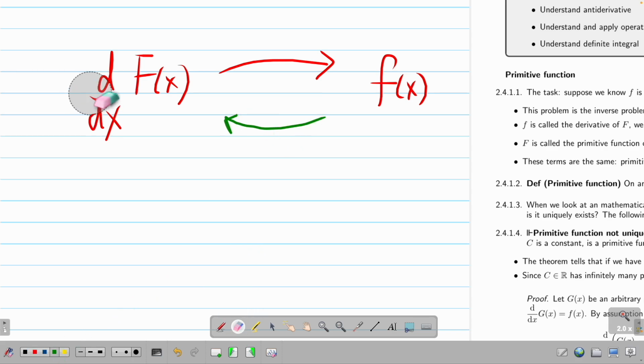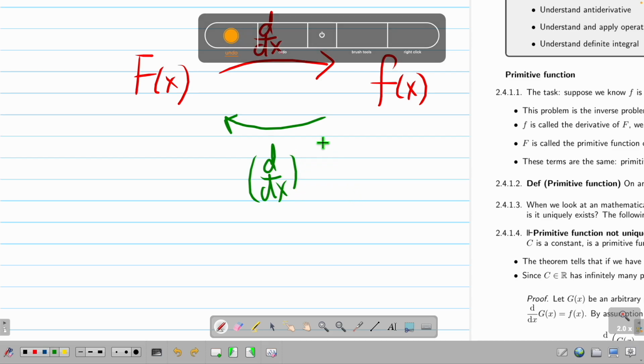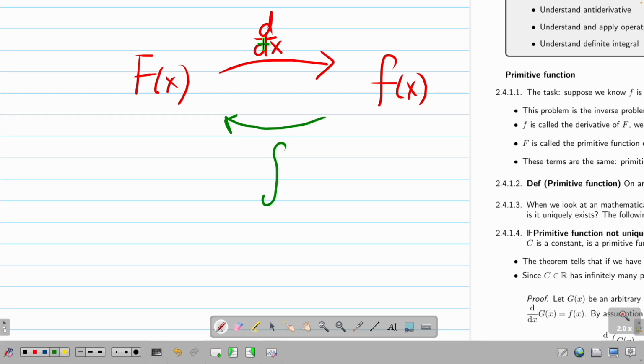You can think of it as if I call this red arrow differentiation, then I can call this green arrow, you can call it something like this, right? It's like an inverse. And then people don't like this symbol, they just call this symbol. I'm now assuming you don't know what integration is, although I know most of you have learned it in high school.